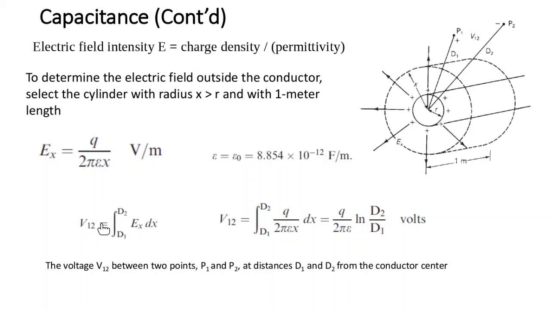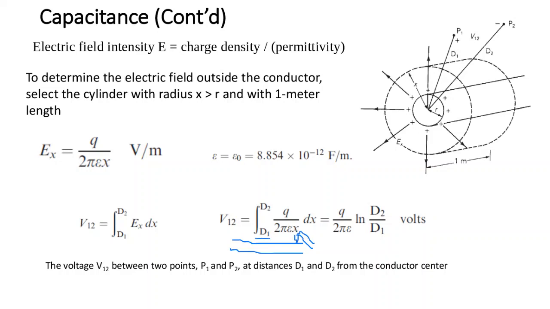Therefore, we want to have the voltage. The voltage is simply the integration of the electric field, from D1 to D2. We can put the electric field in this form, and then what we are integrating is with respect to the distance x, from D1 to D2.